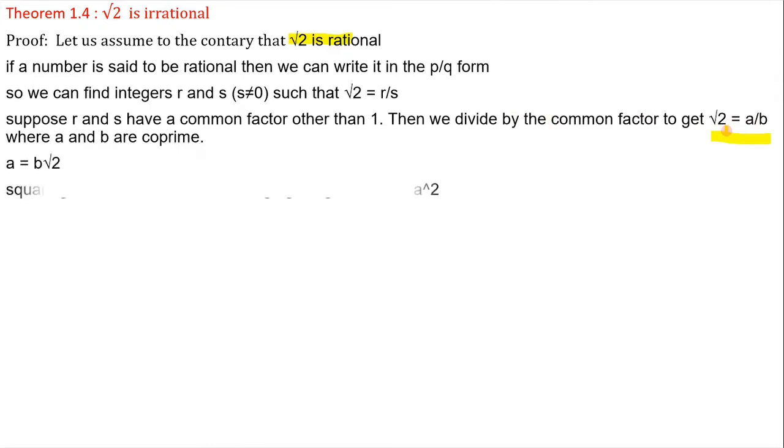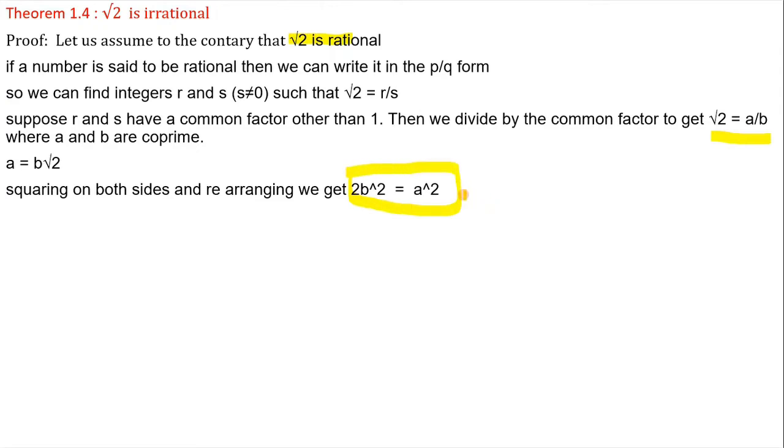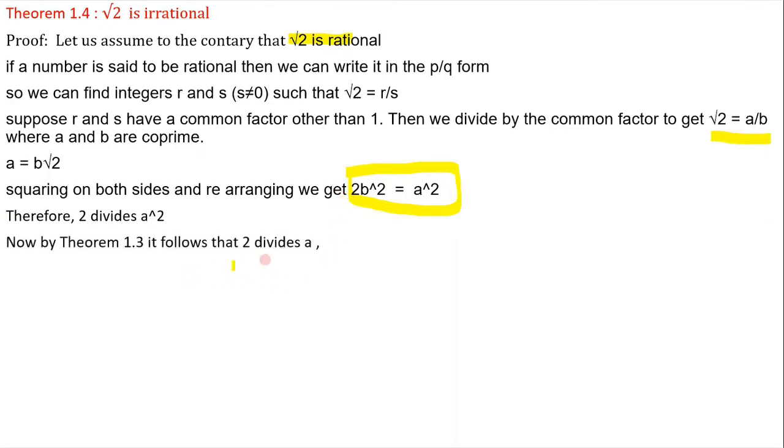Squaring on both sides, we get a square is equal to 2 into b square. Here, if you observe this equation, theorem 1.3 states that if a square is divided by a prime number p, then a can also be divided by that prime number p. So, here a square is divided by the prime number 2, hence a can also be divided by 2 with the help of theorem 1.3, and 2 is one of the factors of a.